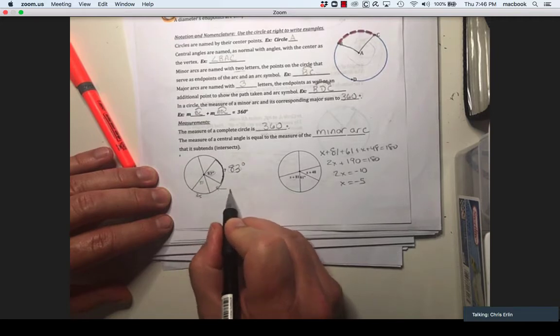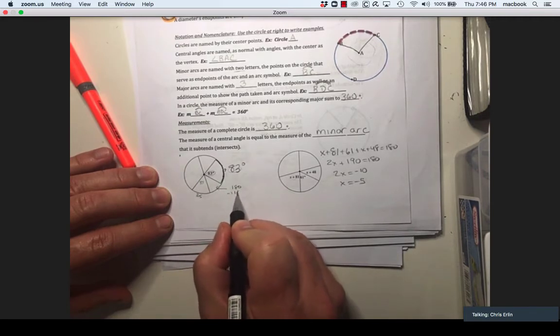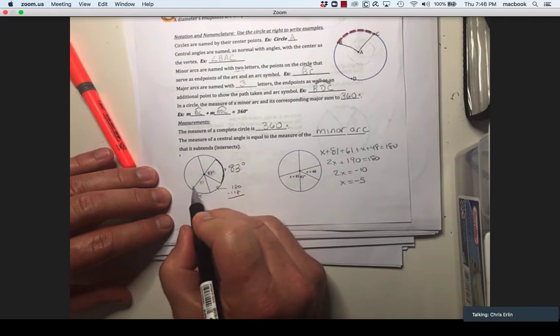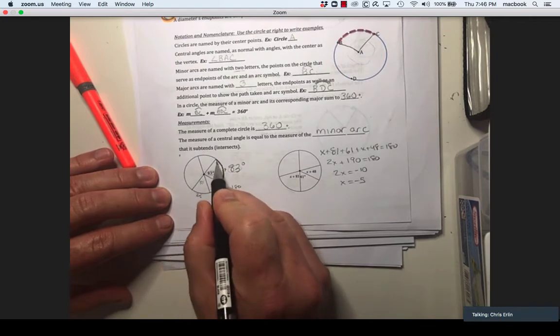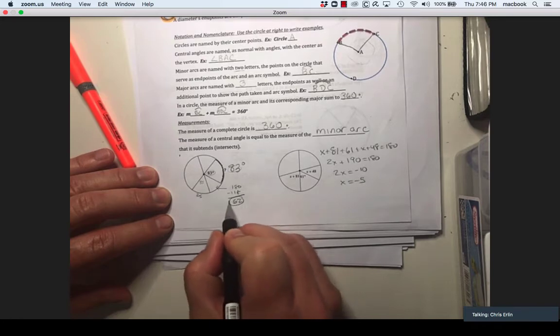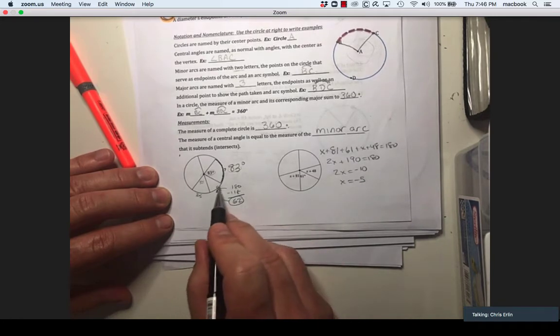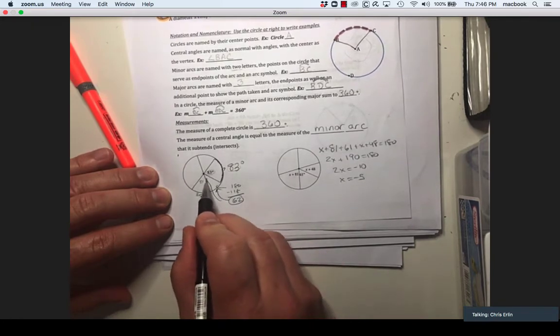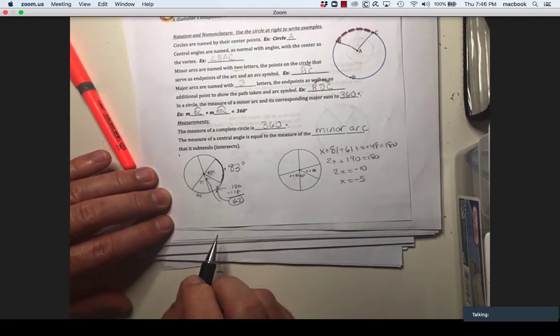I could find this one by saying 180 minus 118, because this is a diameter, which makes this a semicircle, equals 180. And by subtracting that 118, I could discover that 62 is both the measure of this arc and the measure of that central angle.